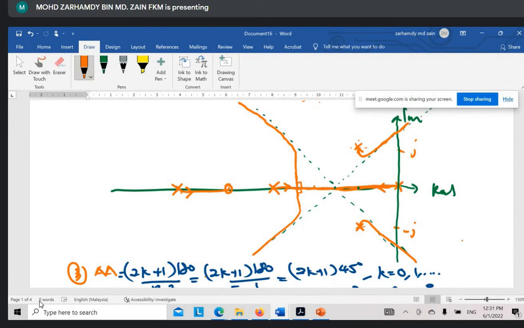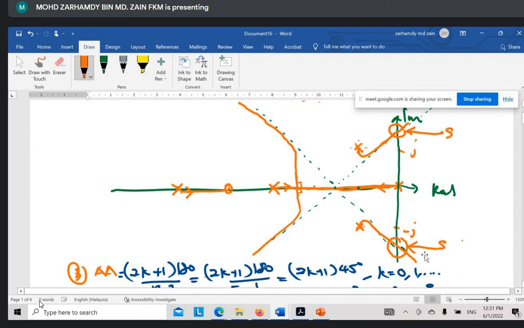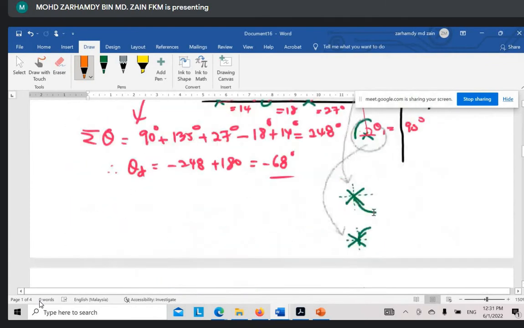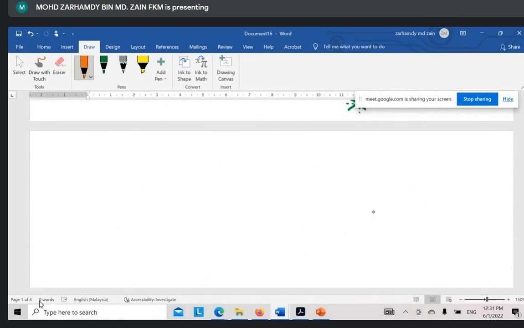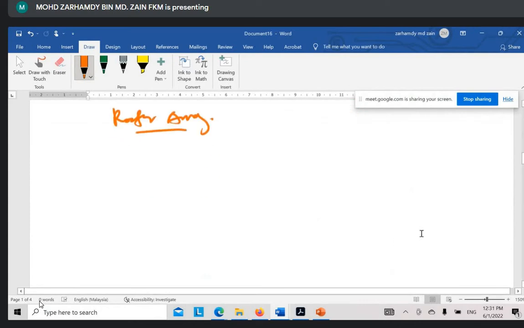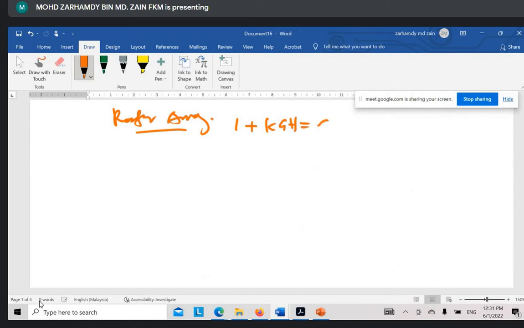imaginary axis. So what we learned yesterday, if the root locus passes through the imaginary axis, we need to define the location or value of the intersection with the imaginary axis. Here we want to find this, we need to define this. Okay, what formula do we use? We need to use the Routh array stability criteria, where we need to find 1 plus KGH equal to 0.